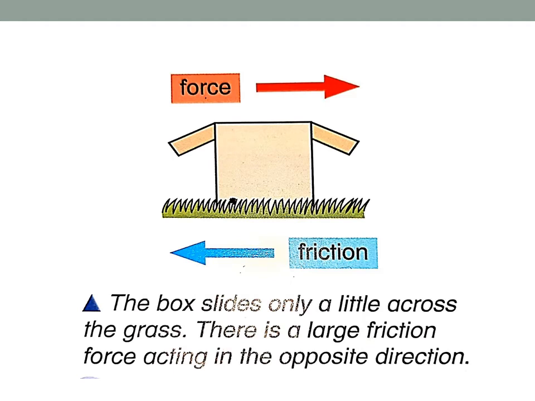And this one is called what? The friction. And the friction here is high or large friction because the surface is rough. But on the table, the surface was smooth, right? So it will slide easily. But here the surface is rough, so it will make the object slide only a little across the grass.